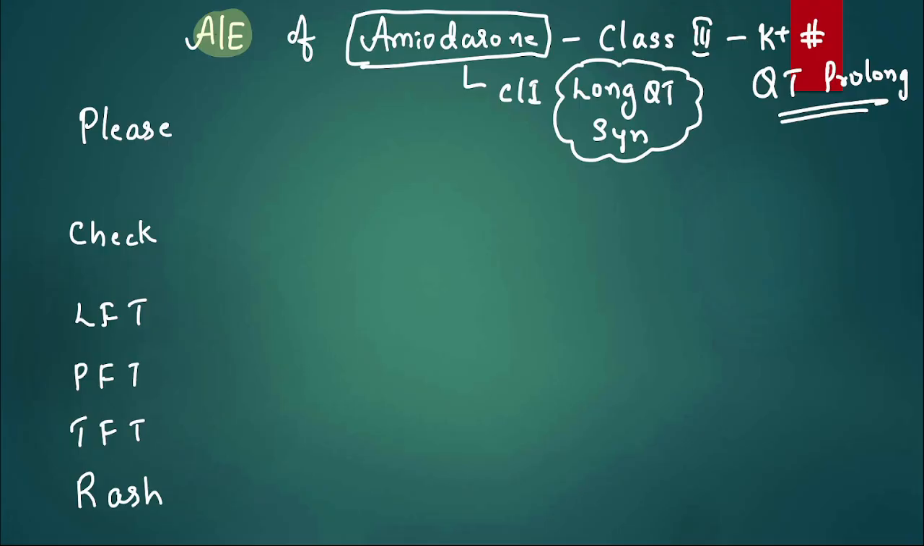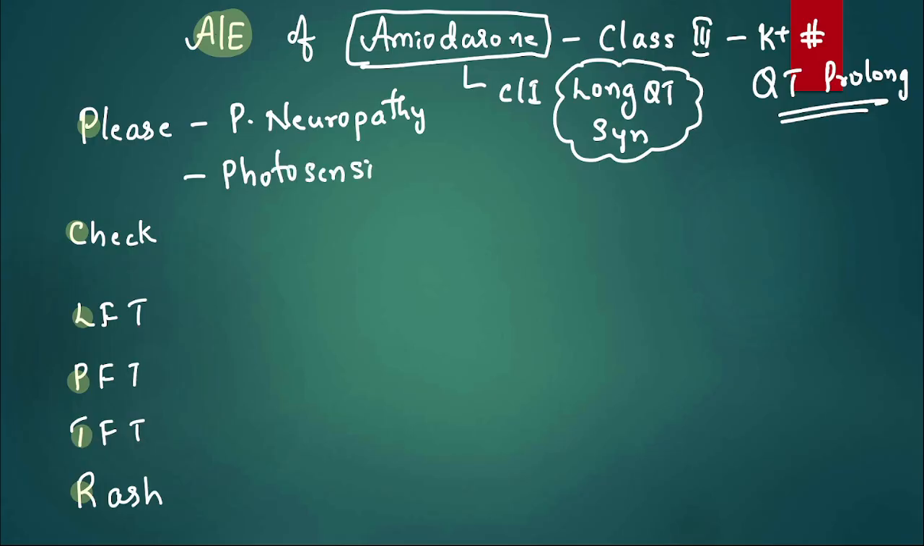Coming to adverse effect, the mnemonic is please check LFT, PFT, TFT and rash. So remember, P stands for it causes peripheral neuropathy. And one more P stands for it can cause photosensitivity. And in fair individuals, it looks like bluish. So we call it blue man syndrome or Smurf skin. So this is tested frequently. Which drug causes blue man syndrome? It is our amiodarone. So can you tell me which drug can cause red man syndrome?